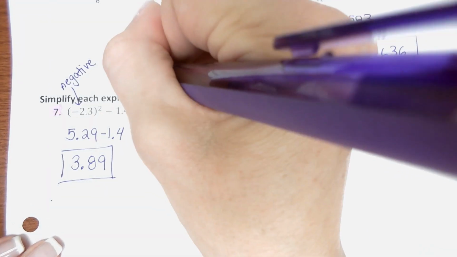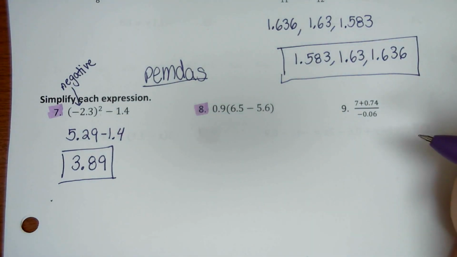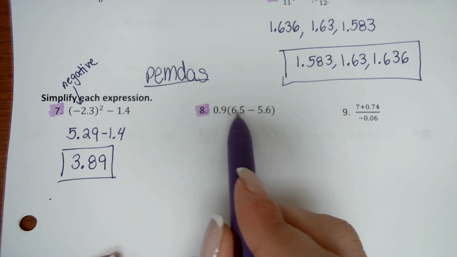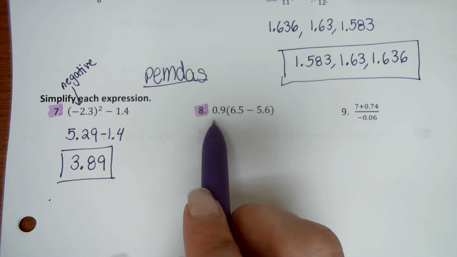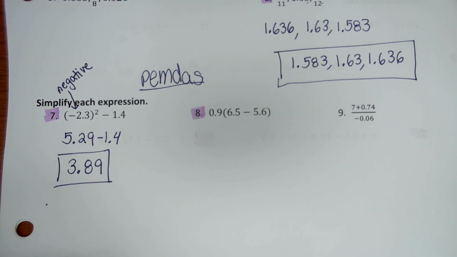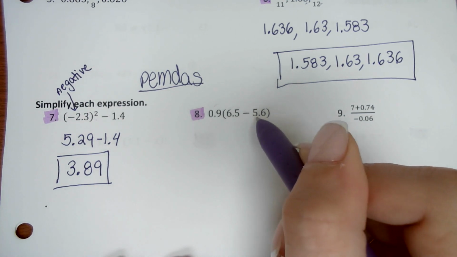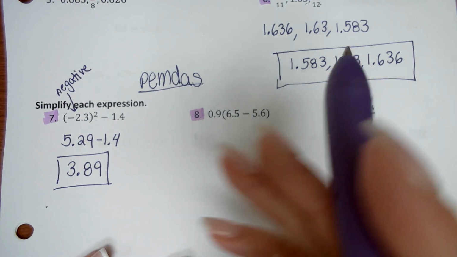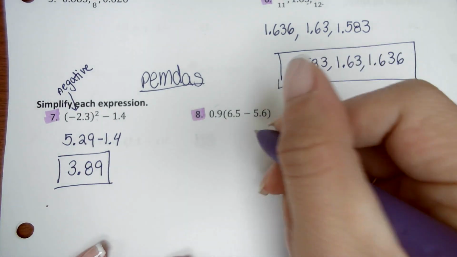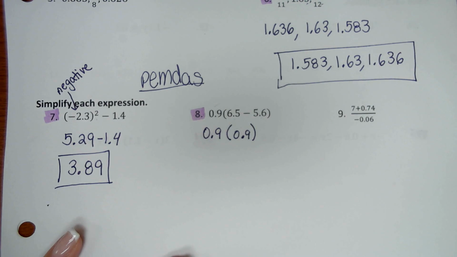Remember PEMDAS when you are working through these expressions, our order of operations. That's why I did exponents first, then I subtracted. Now here, the most common question I get at this step is, do I distribute? But we're not going to distribute because we don't have any variables in the parentheses. So we can solve what's inside the parentheses first. 6.5 minus 5.6, and we get 0.9. Now we bring down the other decimal.